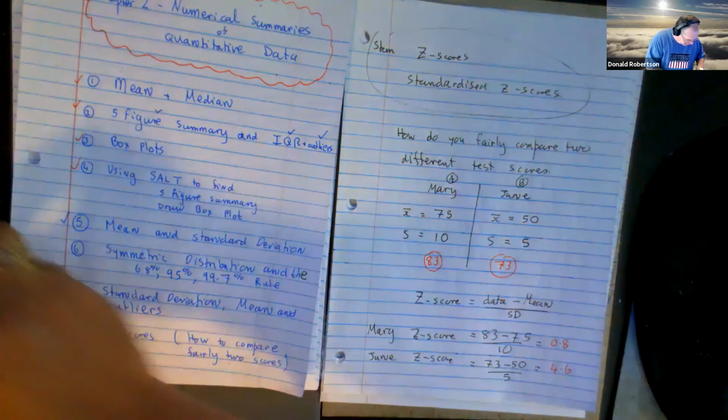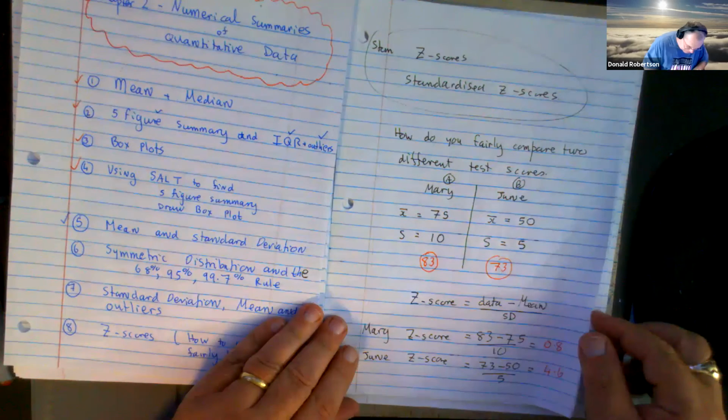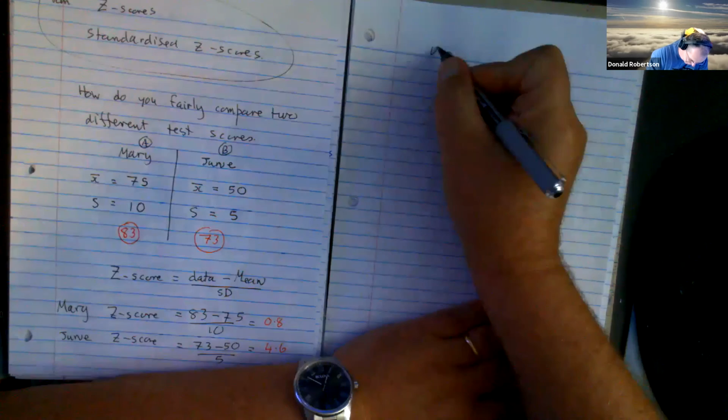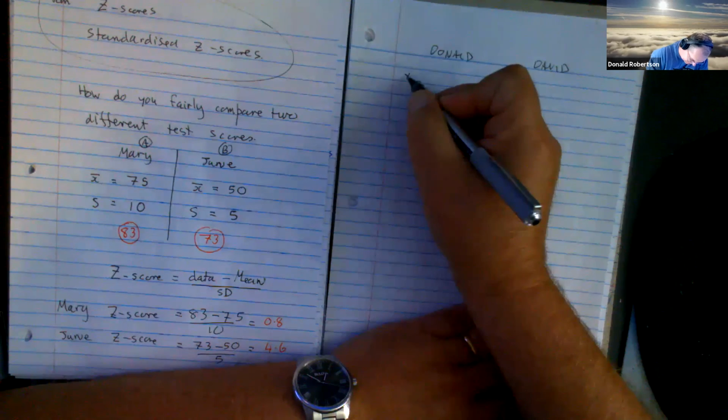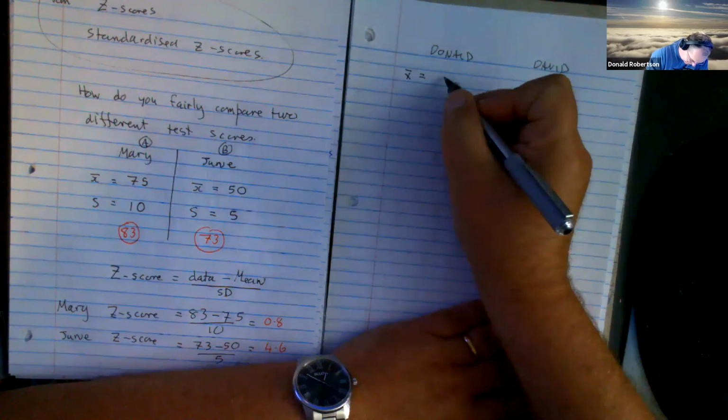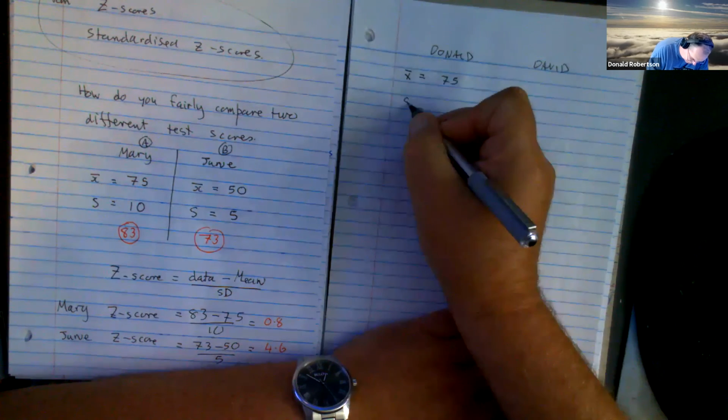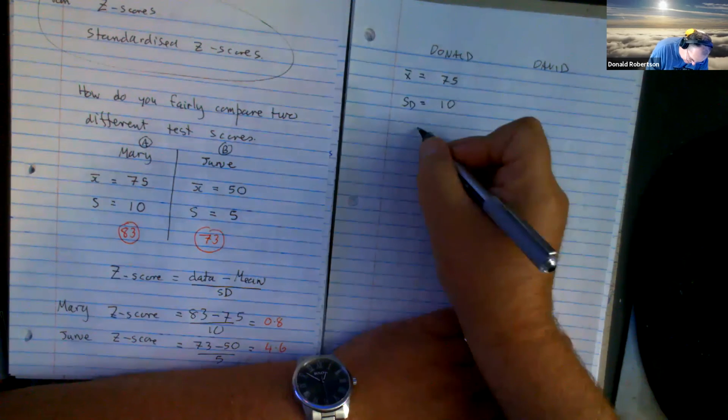Let's give you one to try. I have a brother. I have lots of brothers. Well, I have a few brothers. This is me. This is my brother, David. He's just a couple of years younger than me. And the mean in my class was 75, and the standard deviation in my class was 10. And I got 83.